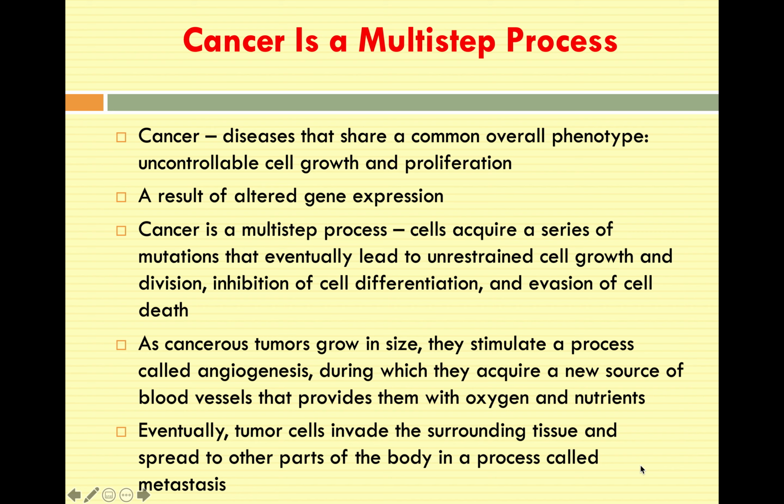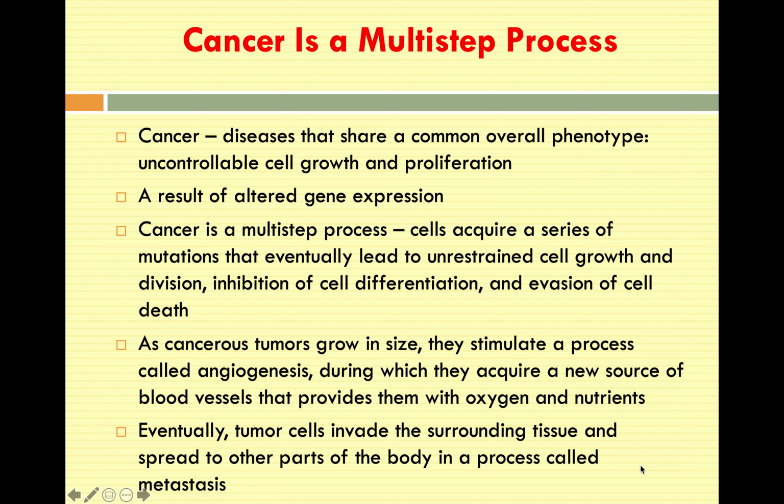So cancer is a result of altered gene expression, and since it's a multi-step process, cells acquire a series of mutations that eventually lead to unrestrained cell growth and division, inhibition of cell differentiation, and evasion of cell death. Certain cells, after a certain time, go through cell death, apoptosis. So if that doesn't occur and the cell is sustained, it could sometimes lead to cancer as well.